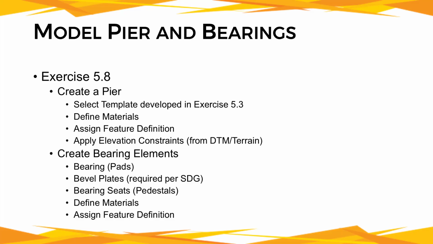In OBM, the bearing assembly consists of three components. The second and the third are optional. The first component is the bearing, or bearing pads. The second component is a bevel plate, which in our case is required per the SDG, and the third is a bearing seat, or pedestals. In our exercise, we'll use all three. Again, we'll make sure that we define the materials and assign the feature definition.